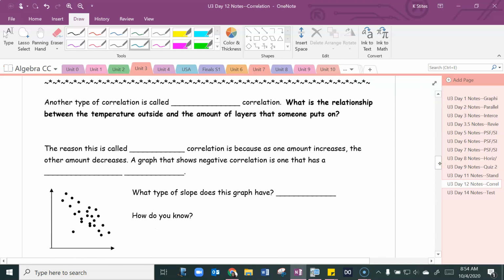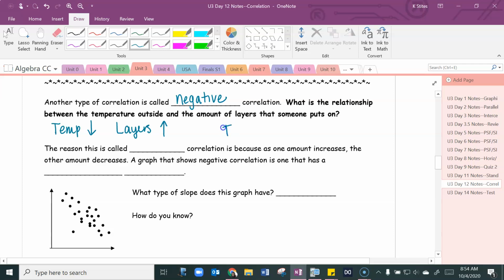Another type of correlation we have is called negative correlation. For example, what is the relationship between the temperature outside and the amount of layers that someone puts on? Well, if the temperature is dropping, right, it's getting cold, the number of layers that you're going to wear is probably going to go up, right? You're going to put on a sweatshirt, you're going to put on a coat, you're going to put on a hat, you're going to have more layers.